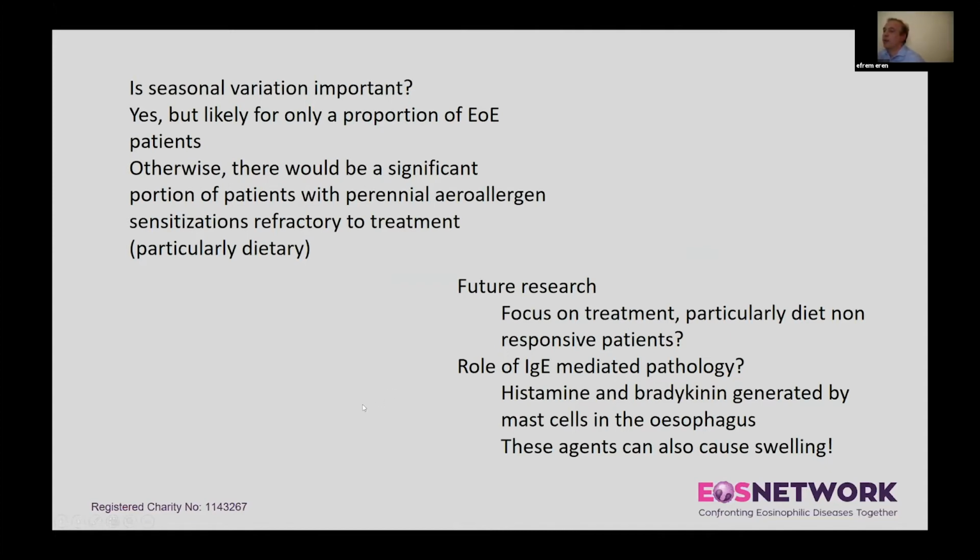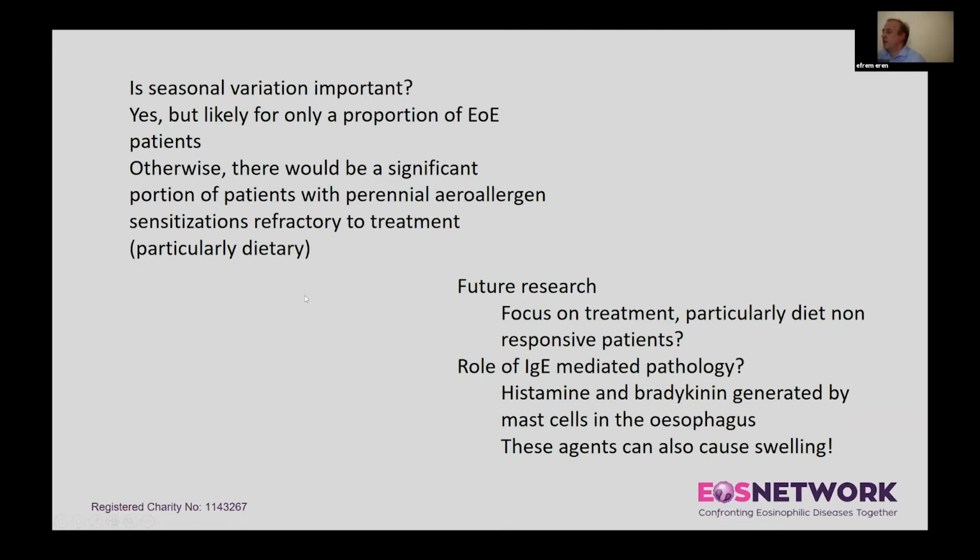And it sort of makes sense, because we see patients who do really well on diet, quite a high proportion do. And if aeroallergens were that important, you'd see more dietary failures. So I think it's a certain group it's important, but not in all. Future research, well, I think it might be worth focusing on those that do have symptoms, just that group, and just see what's going on.